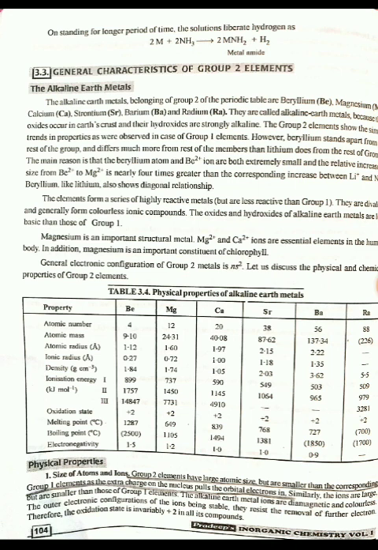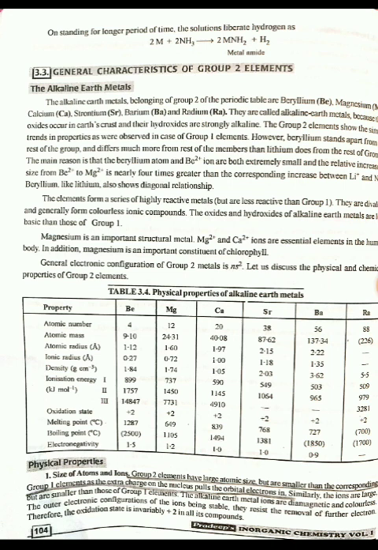The alkaline earth metals. The alkaline earth metals belonging to Group 2 of the periodic table are beryllium, magnesium, calcium, strontium, barium, and radium. They are called alkaline earth metals because their oxides occur in Earth's crust and their hydroxides are strongly alkaline. The group 2 elements show similar trends in properties as were observed in case of group 1 elements. However, beryllium stands apart from the rest of the group and differs much more from the rest of the members than lithium does from the rest of group 1.